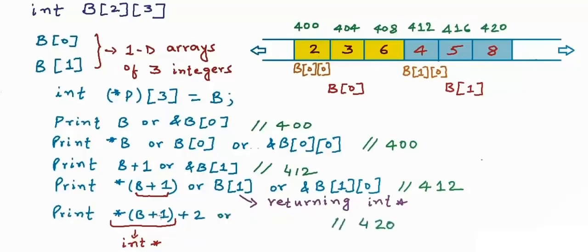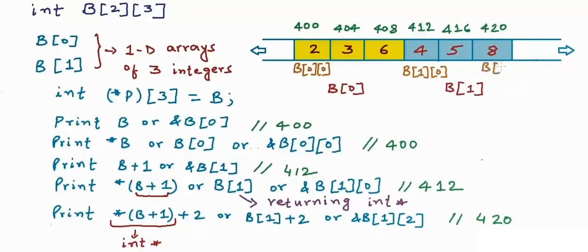Asterisk of b plus 1 in this expression can be written as simply b1, because they are substitutes for each other, they are alternate syntax. So this is the same as b1 plus 2, and once again these expressions are returning a pointer to an integer. They are returning a pointer to this element b12. That's why we can also say ampersand b12. All these three once again are the same.